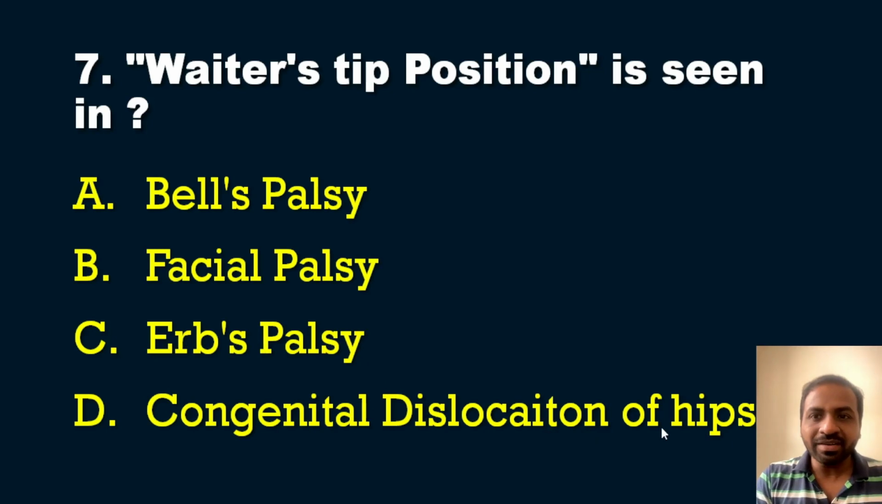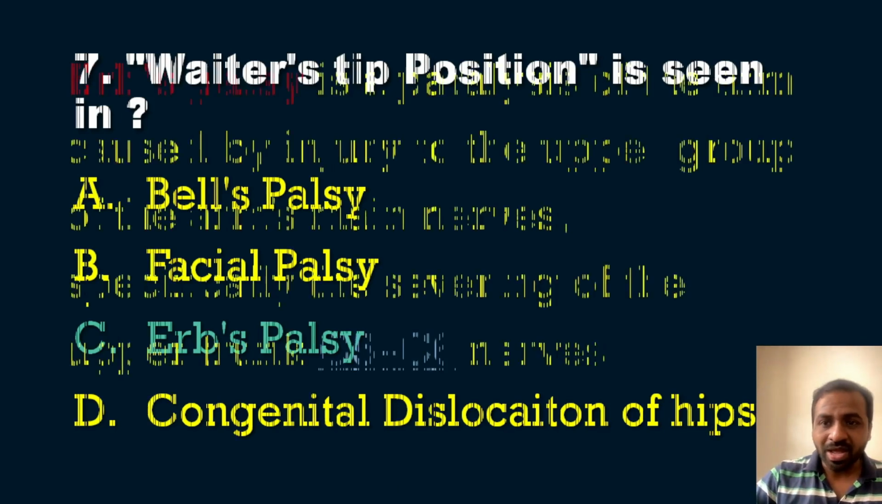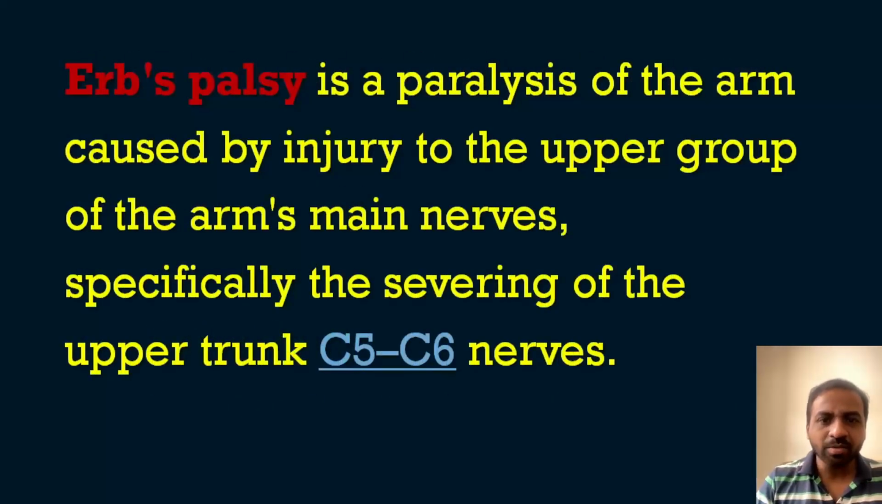So what can result in waiter's tip position? What is the answer? It's a simple question. The answer is obviously option C, Erb's palsy. So how does this waiter's tip position come about? We will have a small explanation about this question.